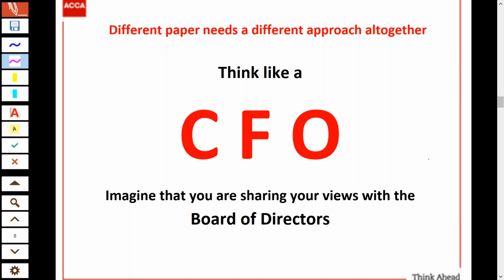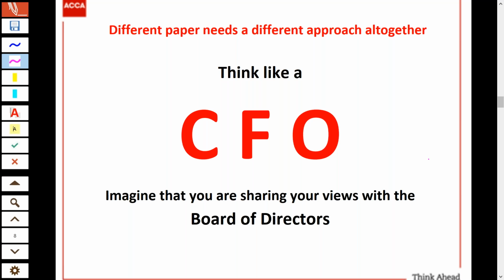The objective of SBL, the way ACCA has designed SBL, is to train accountants how to handle matters in the boardroom. That is why it's called strategic business leaders. So the business leaders sit in the boardroom, right? And sooner than later, all of you will become a business leader. All of you will rise through the ranks and will become finance directors or CFOs or some governance position. So this paper is preparing you to adopt the mindset of a CFO.